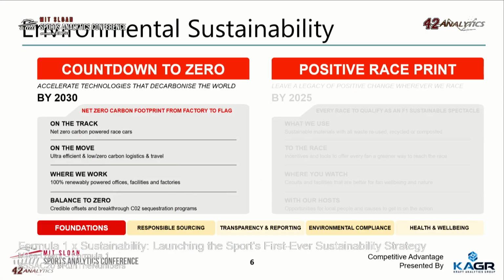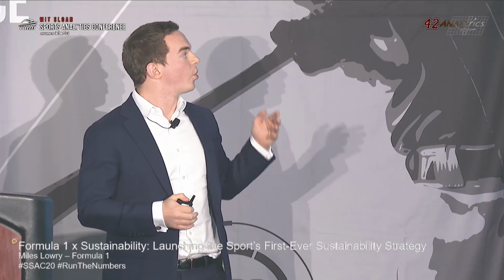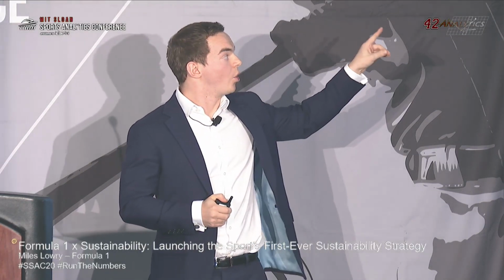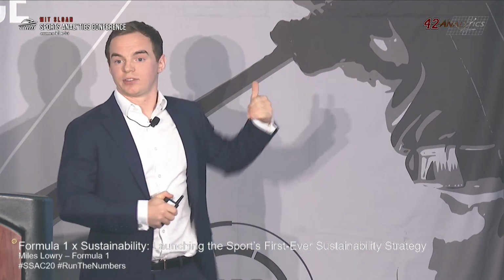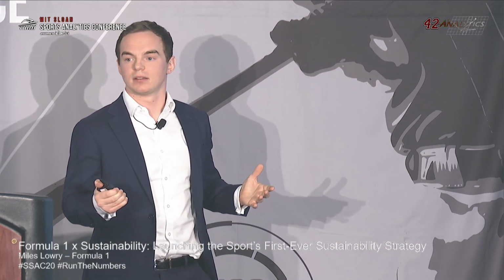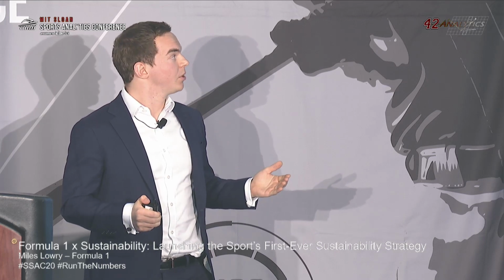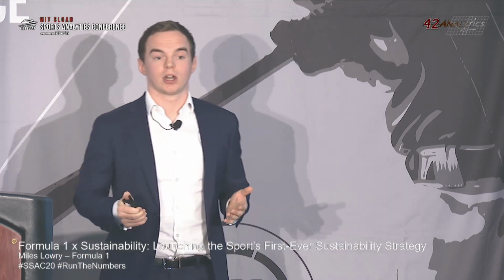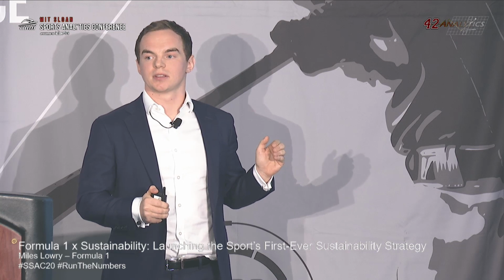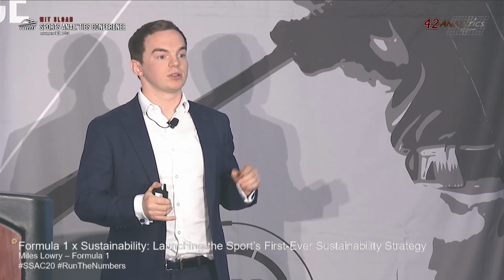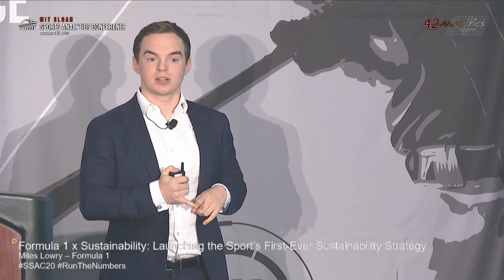So how are we going to address that? How are we going to get down to zero by 2030? Our strategy is comprised of four key pillars: on the track, on the move, where we work, and balance to zero. Now on the track, as you previously saw, that's less than 1% of our carbon footprint, but it's quite fundamental for what we stand for as a sport. So how are we going to go about reducing that? Well, what we want to do is have net zero carbon race cars by 2030. And we're going to do that, one, through our hybrid engine, and two, through sustainable fuels.